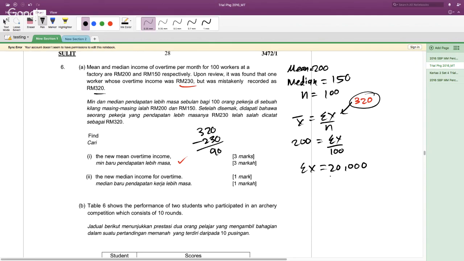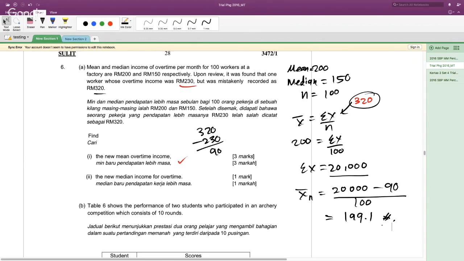So I know this one already has an extra 90. In order to find the new mean, I will use the sum of x here minus 90 because this one has an extra 90. Supposedly 230, recorded as 320. Then divide by the total number of workers, which is 100. Then you should be able to get the correct answer. So you get 19910, so 199.1. This is how you get the new mean.